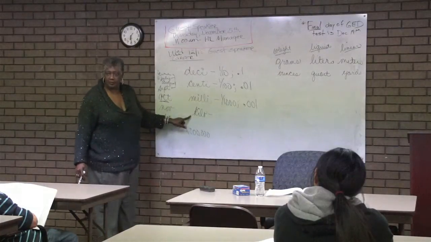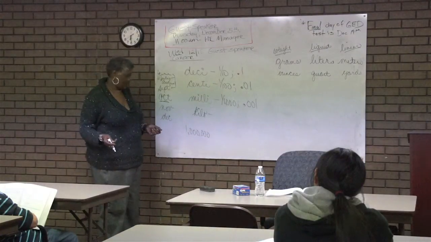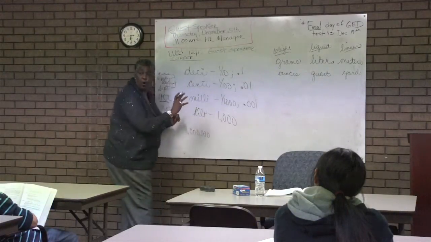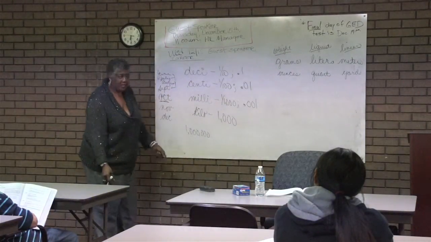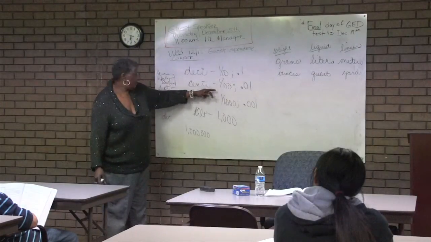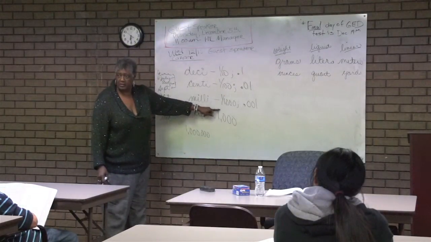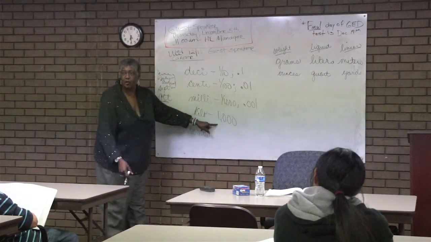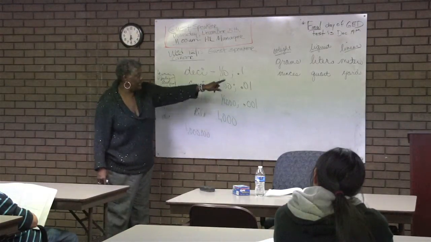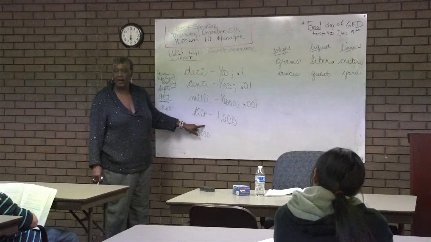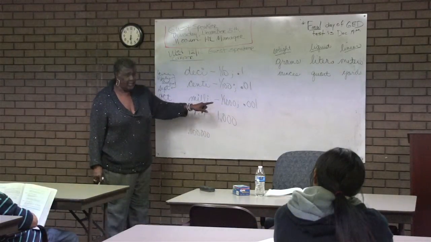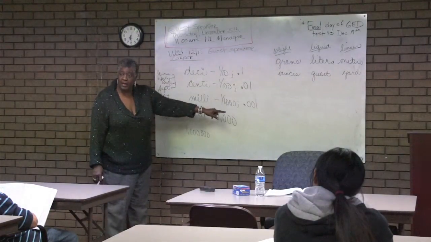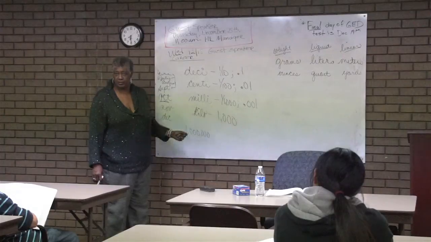Now kilo is the big one. It's 1,000 of them. 1,000 whole things, like having $1,000. These are all change. These are dimes, pennies, the things that aren't even pennies yet. And then these are 1,000 whole dollars. So a kilogram is 1,000 grams. A kiloliter is 1,000 liters. And a kilometer is 1,000 meters.